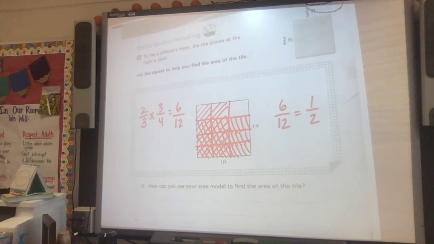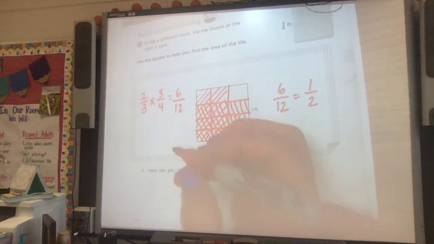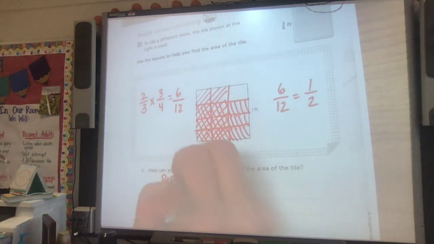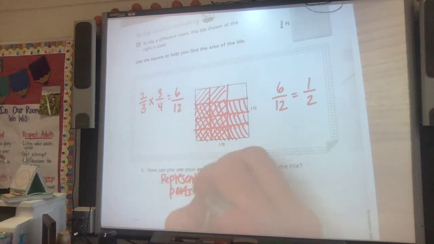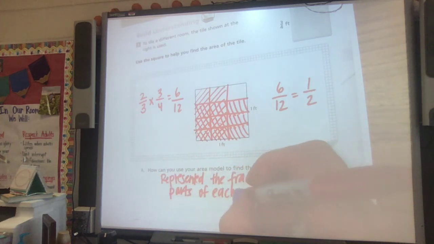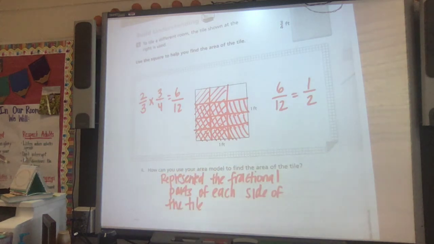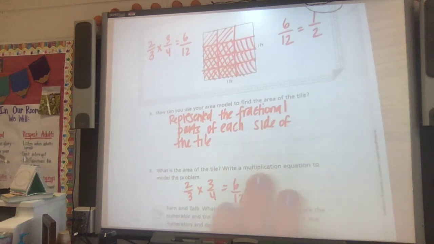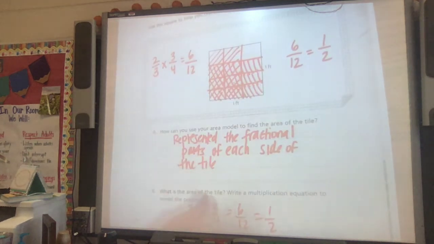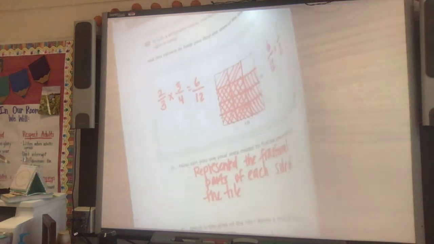Okay, it says how do we use that area model? We kind of talked about it while we did it. We represented the fractional parts of each side of the tile. Okay. What is the area? Write a multiplication. We did that. 6/12 or 1/2. Okay. Oops, sorry about that. Okay. So this is one of my favorite things doing in math because it's fun. I think that's fun to do, and it's pretty simple, which we love that. It's always nice. Okay, let's look at another example.